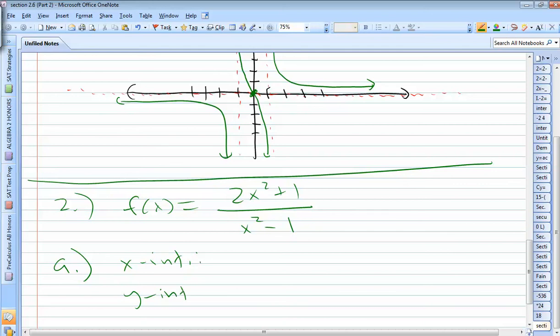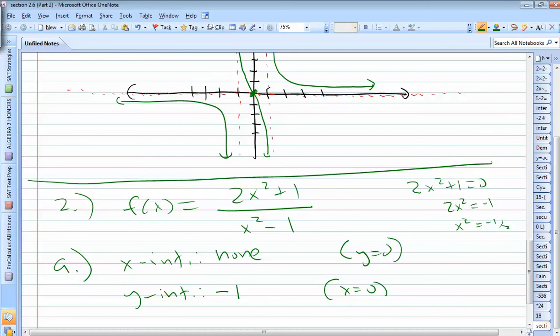X-intercept, Y-intercept. We'll start with the Y-intercept. That's always easy. What's that going to be? -1. Mm-hmm. Remember, that's when x equals 0. How about the x-intercept? This is a trick question. There's none. Why is there none? Because when you solve it, you get x squared equals -1/2, which would be imaginary.